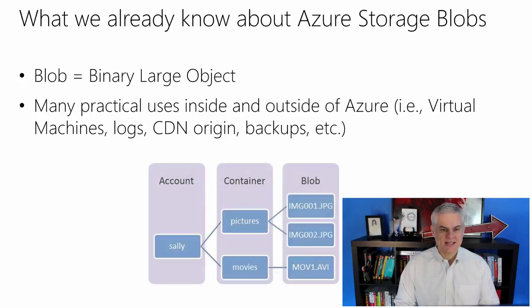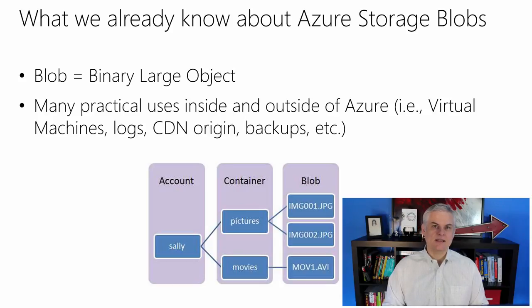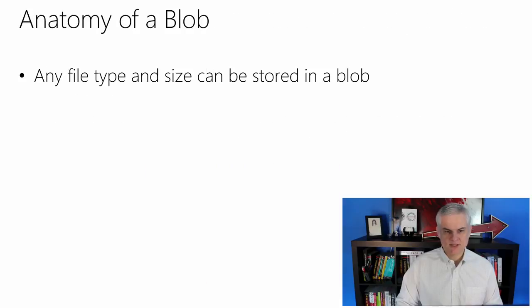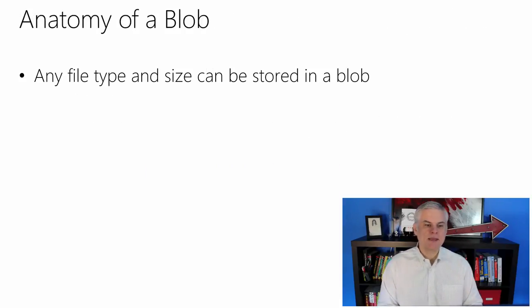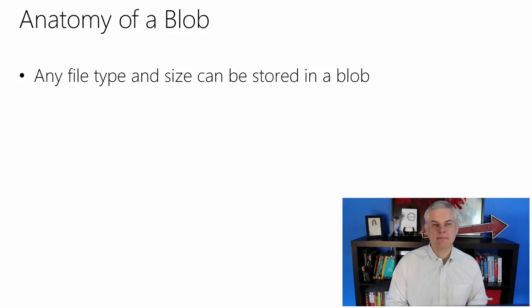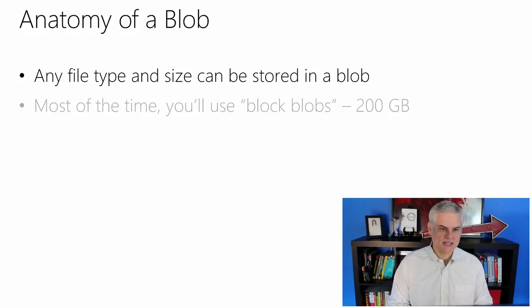Okay, and the taxonomy is pretty easy to understand. You have the account, the storage account itself. An account can have multiple containers, and inside of each container you can have multiple blobs. And a blob can be of any file type and just about any file size. There is a maximum amount that can actually be stored in a blob container, but I doubt that we'll ever reach it.